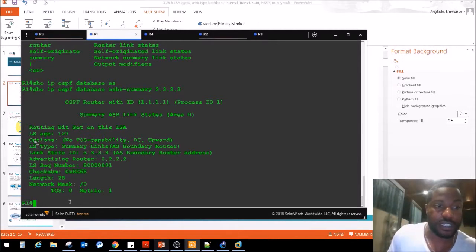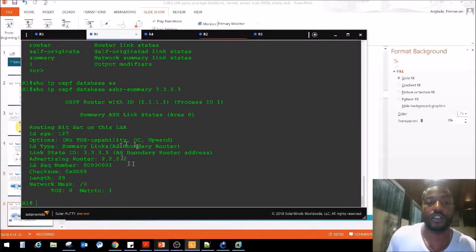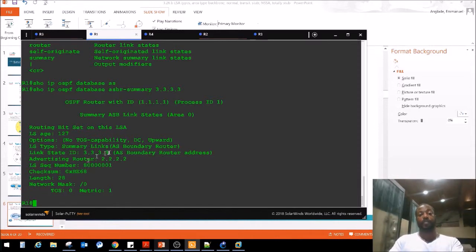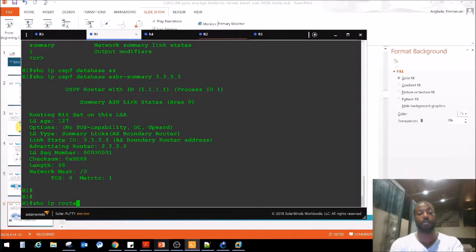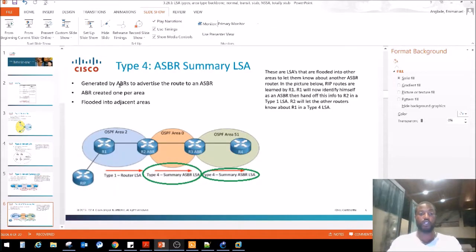Type 4, again, is generated by ABRs to advertise routes to an ASBR. ABRs create one per area, flooded into adjacent areas. So notice type 1 goes in here, and type 1s stay in the area. So in order for these guys to know about the RIP routes, it has to be turned into a type 4. That's the summary. It doesn't give them the routes though. It just lets you know. Because let's see if we know about these routes. Yeah, we do actually.